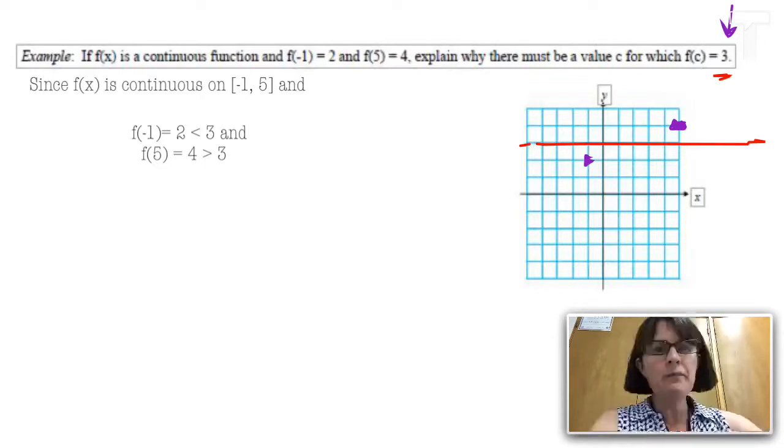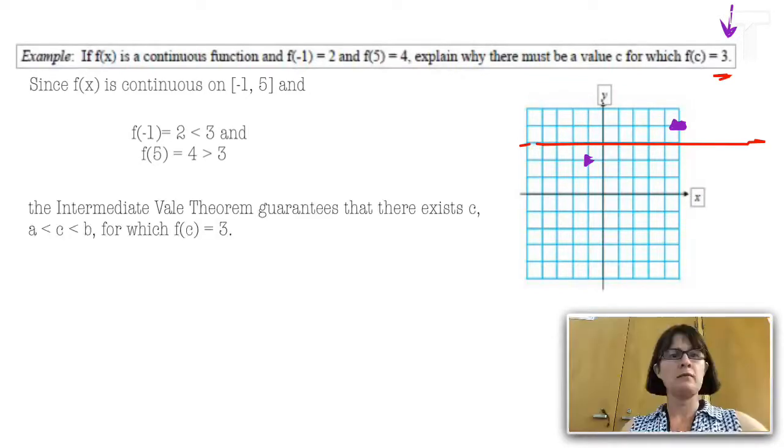Now I'll draw my conclusion. So since those first two things are true, I can make my conclusion. The intermediate value theorem guarantees that there exists c, c is between a and b, so I write a is less than c, which is less than b, for which f of c equals 3. Just notice here, here, and here, these are all the important y value, that y value I was interested in.